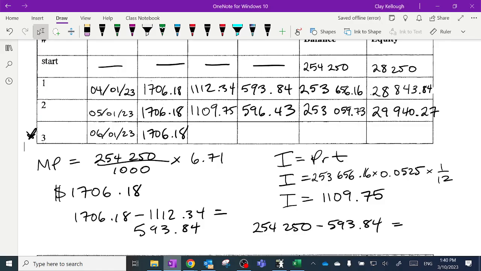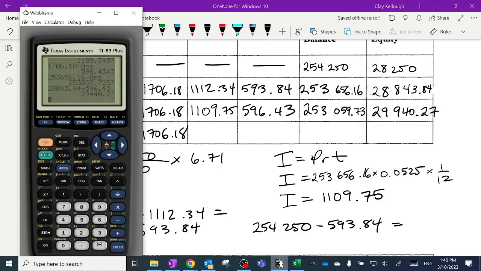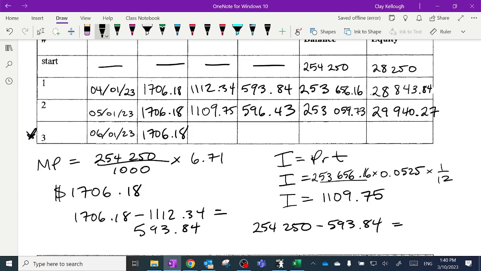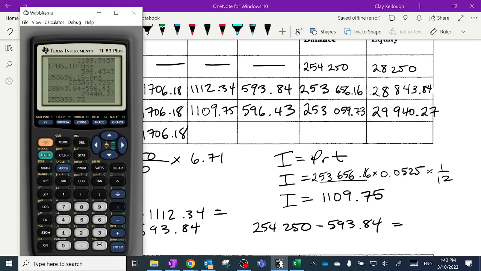Okay, we're back. Let's see if we all got the same numbers. So the first thing we need to do is take this new balance number, which is up there, I'll have to retype it, 253,059.73. And that goes here, where the principal is. So principal times rate, 0.0525, times time is 1107.14.